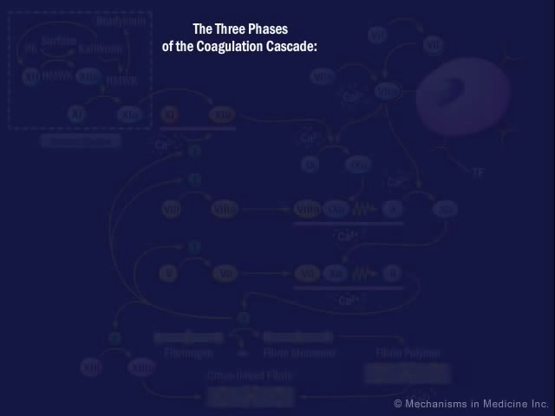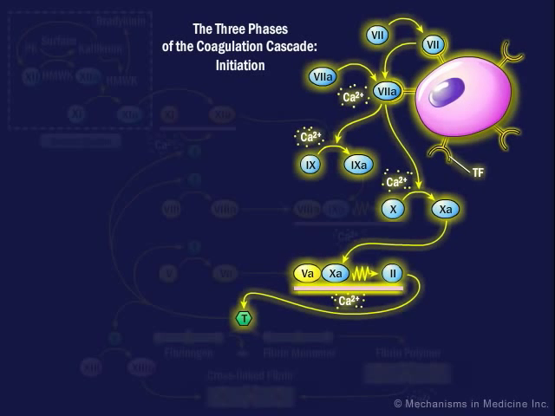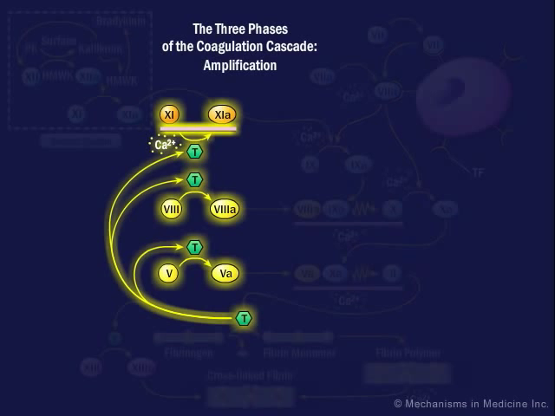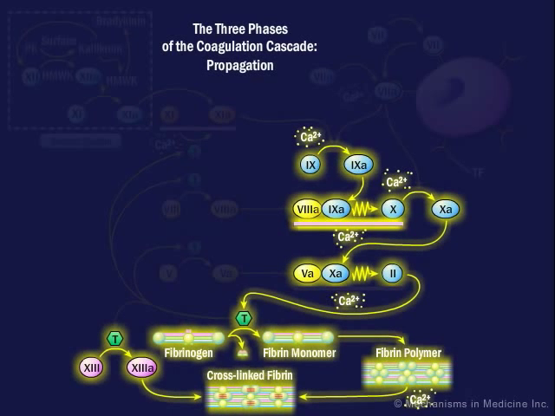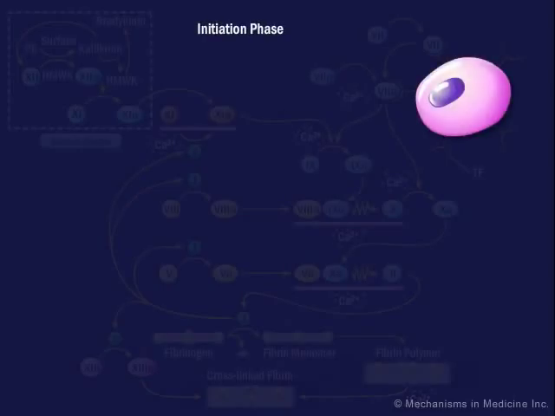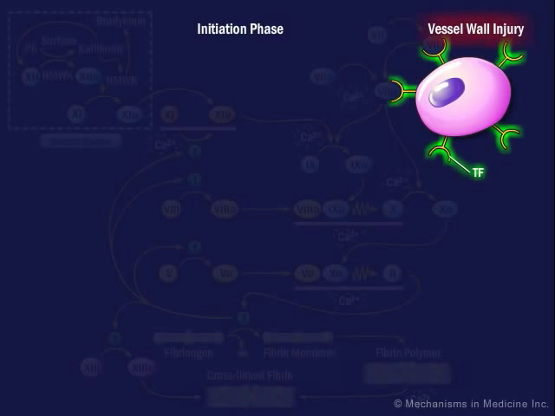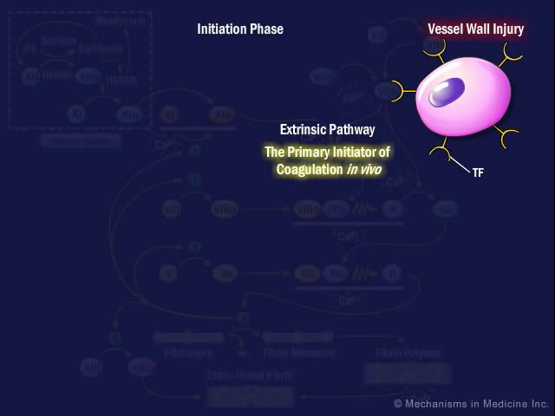The coagulation cascade has three sequential overlapping phases: initiation, amplification, and propagation. The coagulation process is set in motion by vessel wall injury. Blood comes into contact with cells that express tissue factor on their surfaces. Historically referred to as the extrinsic pathway because of the extravascular location of tissue factor, this pathway is the primary initiator of coagulation in vivo.